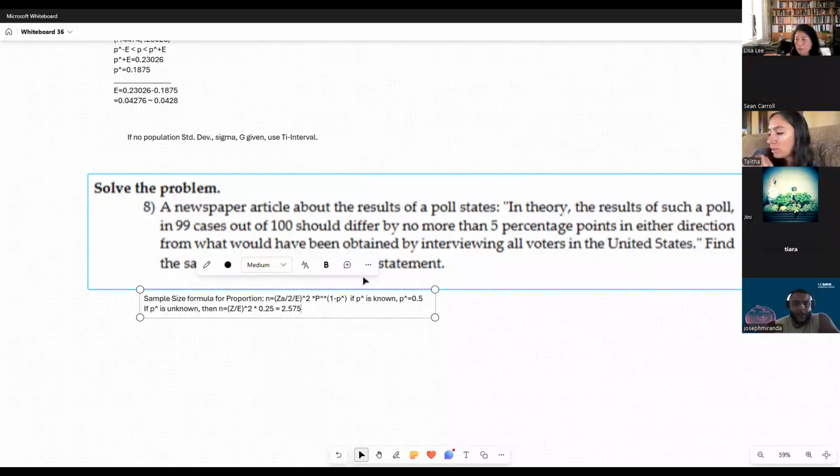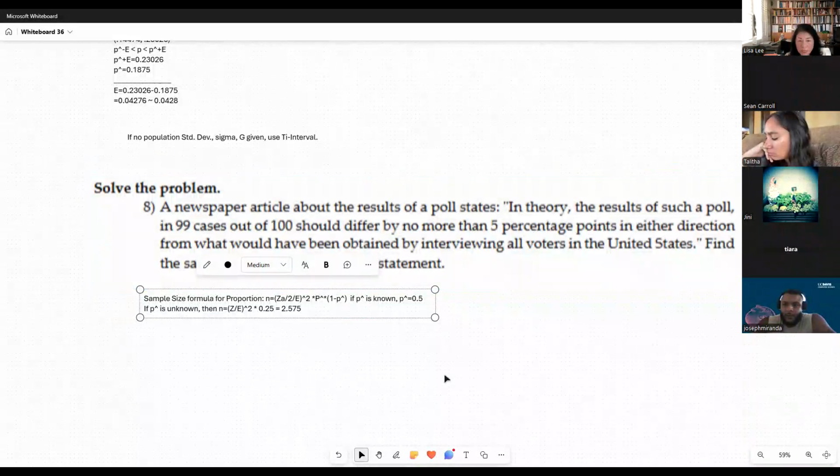This kind of number, if you cannot memorize it, you can write it down on a sheet of paper. It's fine. This kind of number we use all the time. For 99%, we use 2.575. For 90%, we use 1.645. For 95%, we use 1.96. Three common numbers used all the time. So I will just put the 2.575 because the 99 cases out of 100 means 99% confidence here. Okay, so I will take this critical value divided by the margin of error.